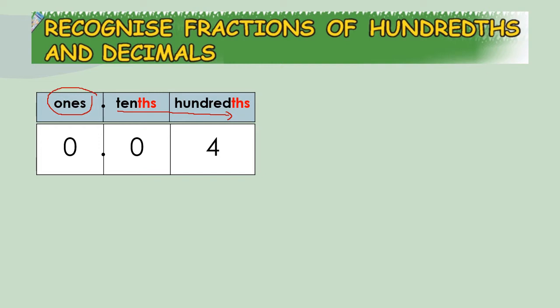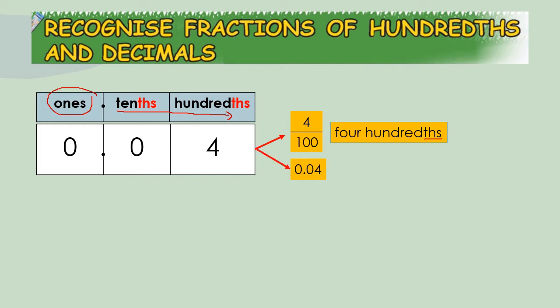Okay, back to this table. It is 0.04. So 4 out of 100. We call this one 4 hundredths. 4 hundredths is 4 over 100. So in decimal it is 0.04, and then in words, you write it as 4 hundredths.